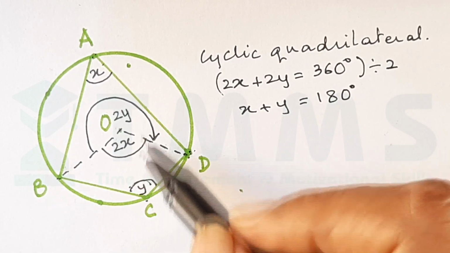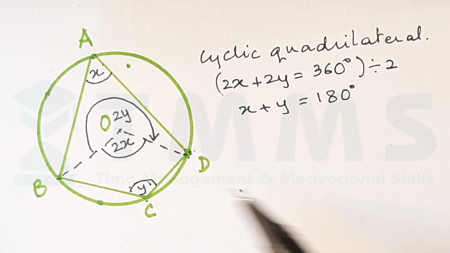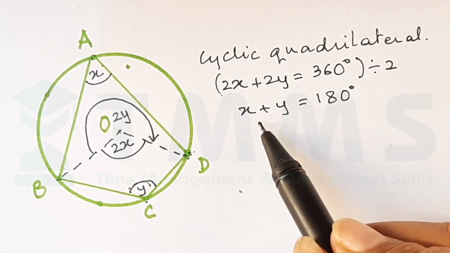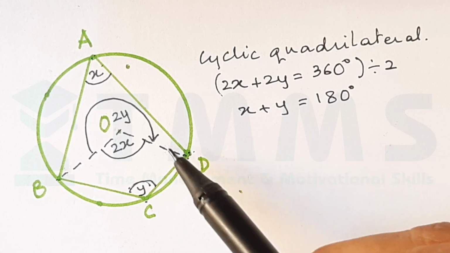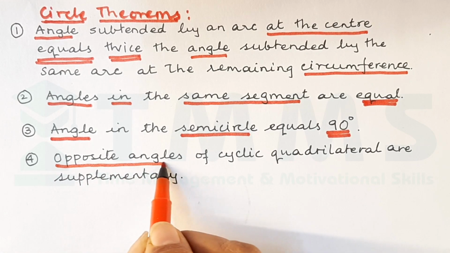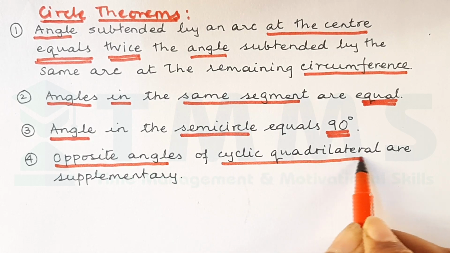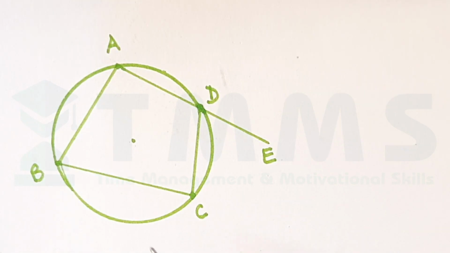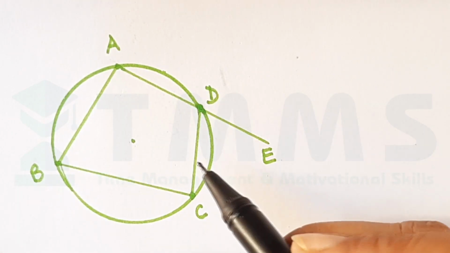What are x and y? They are the opposite angles of the cyclic quadrilateral and they add up to 180 degrees. So we say that the opposite angles of a cyclic quadrilateral are supplementary. That's our theorem 4.